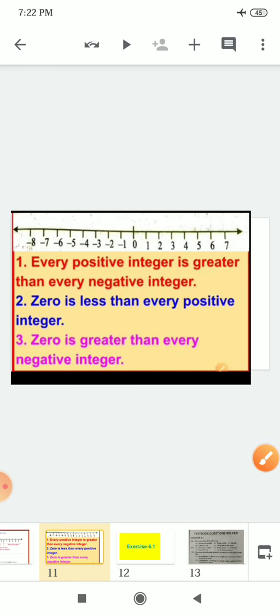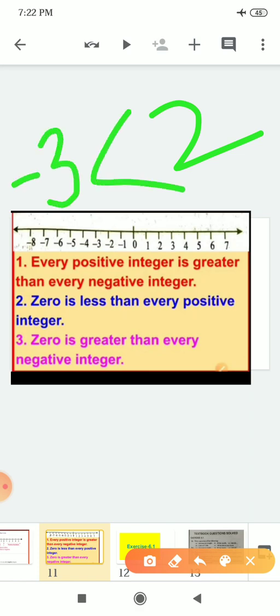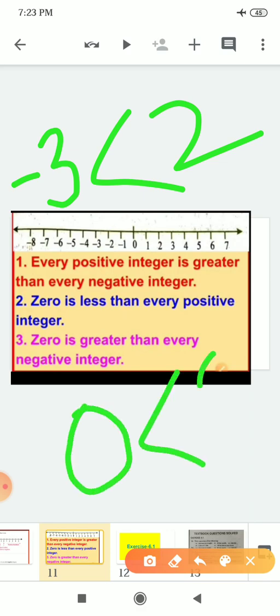Every positive integer is greater than every negative integer. If I am talking about 2, it is a positive integer, so it will always be greater than every negative integer. Okay. Also, 0 is less than every positive integer, which means 0 is always less than every positive number.